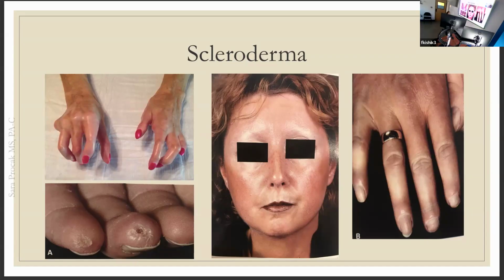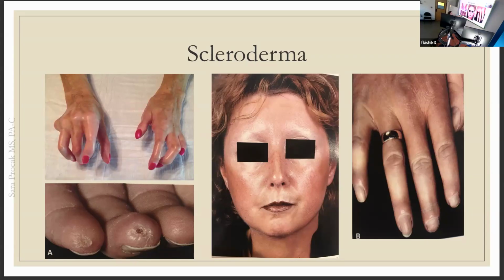You can also see Raynaud's phenomenon with this. On the face, you can see a mask-like facies. They're going to lose their natural skin lines, and the skin becomes more sclerotic and tight. They're going to get a beak-like nose and thin lips, and you may see visible telangiectasias that can be present on the face.